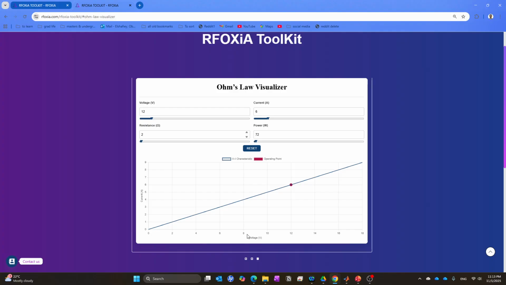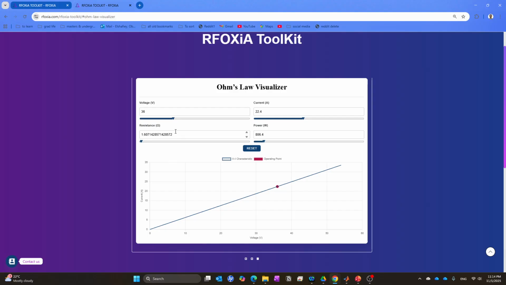This calculator is very intuitive. Changing, for example, the voltage, we can see that as we increase the voltage, the slope becomes steeper. Or as we increase the current, the slope becomes less. Using the graphical interface can help us understand the relationship more.